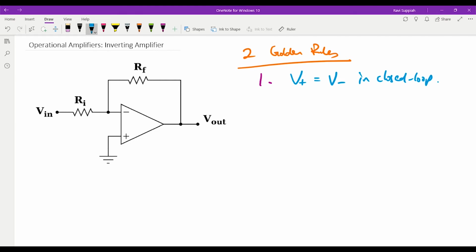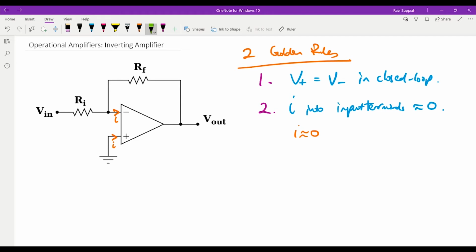The second rule is that current into input terminals is approximately 0. An op-amp has infinite input impedance, which means that the current flowing into the input terminals is 0. So you can say that the current here, I, is approximately equal to 0. With these two golden rules, we can analyze the op-amp's behavior over here.